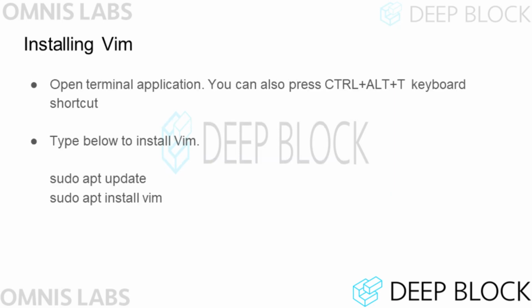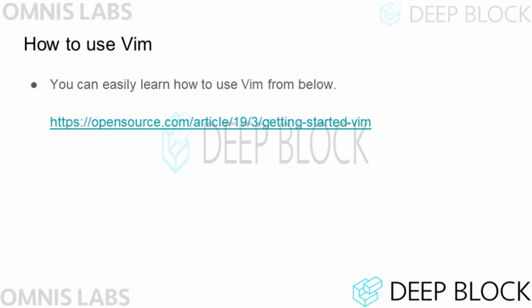This course is conducted using Visual Studio Code in the GUI environment of Ubuntu Desktop. But for those who want to know, here is how to install Vim. After opening the terminal, enter the commands on the screen in order to install Vim. You can check how to use Vim in the following link.